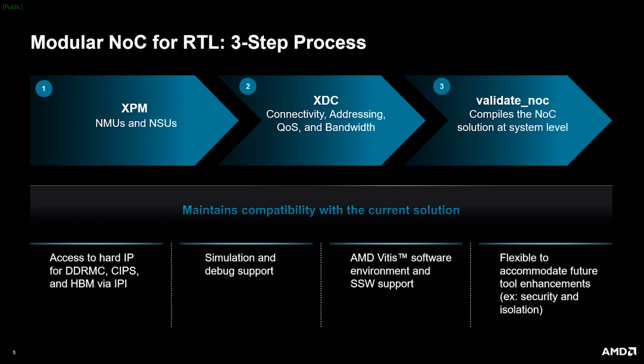The second step of the process is to add constraint files, or XDCs, to the design that define connectivity and quality of service parameters for each individual NoC connection. Scoping these XDCs to a level of hierarchy also allows Team A and Team B to work independently.